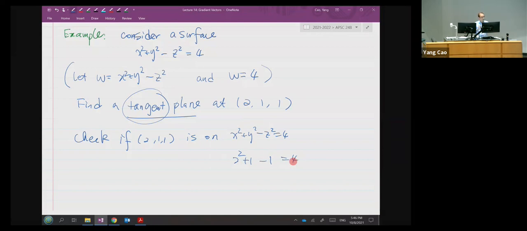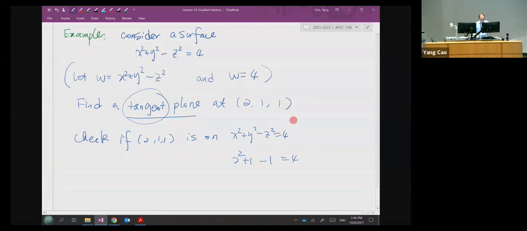Which is perfect, because you're required to find a tangent plane at this point to that surface. And guess what? If this point is not on the surface, then what's the point of doing the rest of the work? So that's why this is the first step. If I give you a question, most probably that point will be on the surface, so you don't really have to check, but otherwise, you probably want to check.